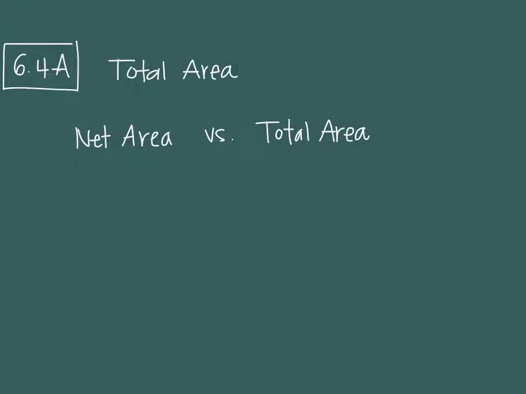We have been working on net area. Net area is defined as the integral from a to b of the function f of x dx. So the definition of net area is what we've already been working on. Starting at a, ending at b, adding up all of the area between the function and the x-axis, you could end up with a negative answer if the majority of the region was below the x-axis.